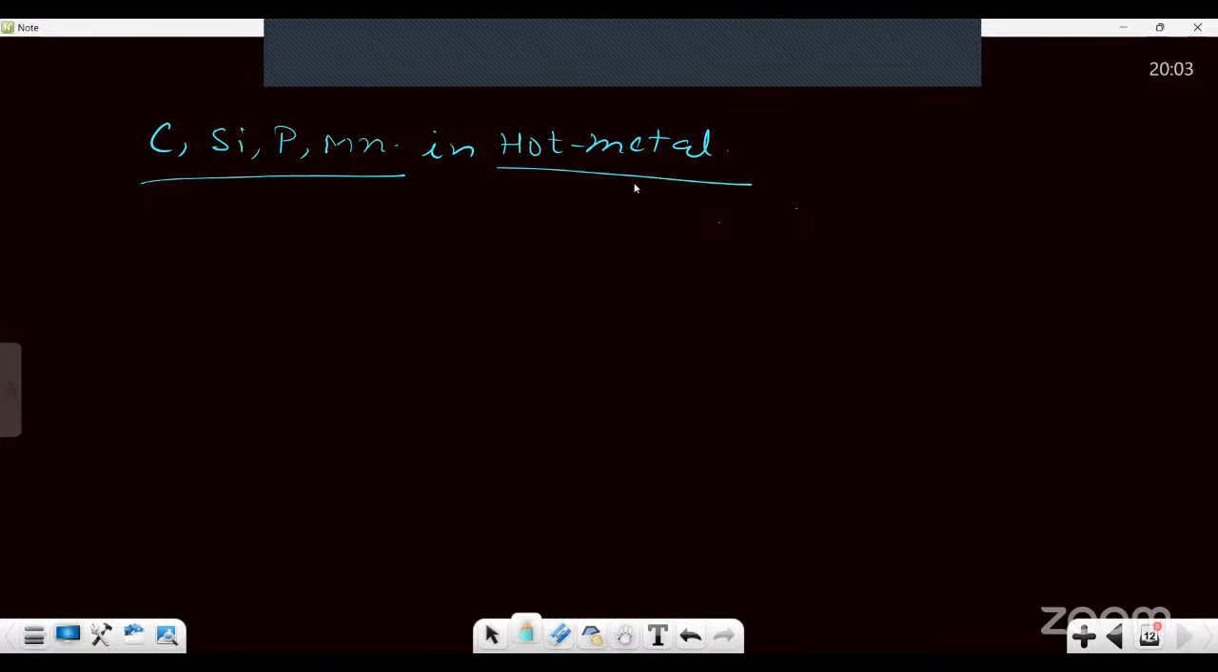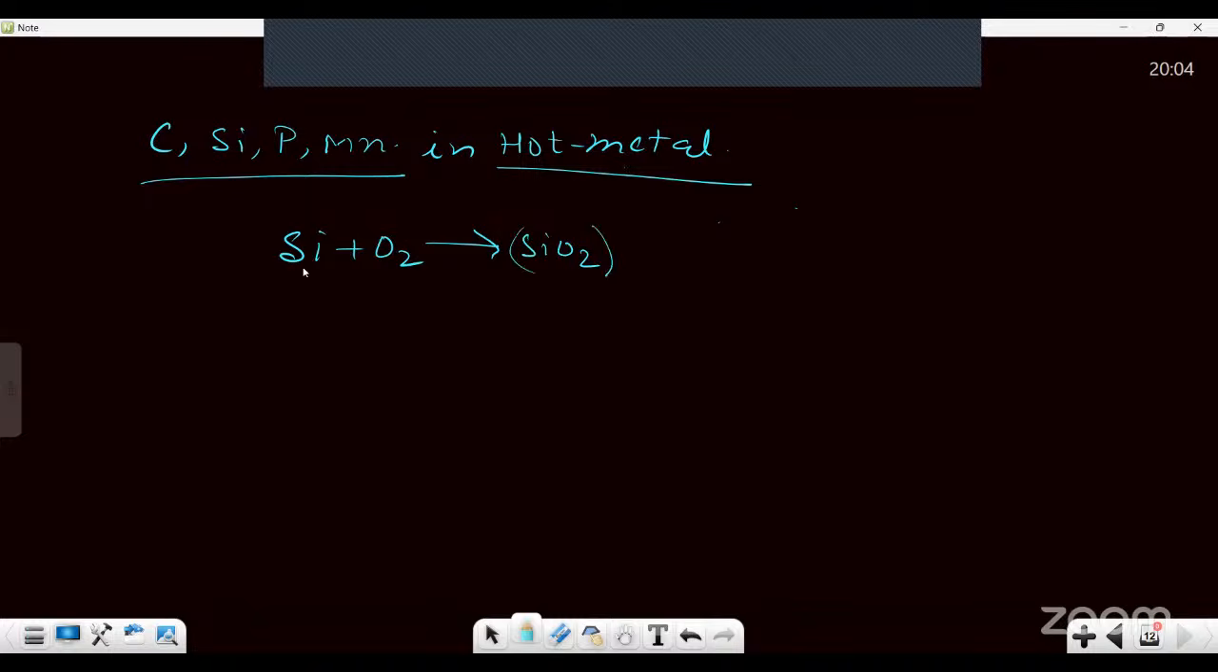Now, when oxygen is blown, all these elements have affinity towards the oxygen. Affinity means attraction. So they will react with the oxygen that is dissolved in the hot metal. Silicon is going to react and form SiO2.